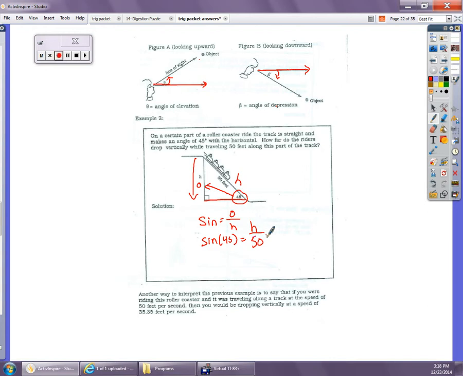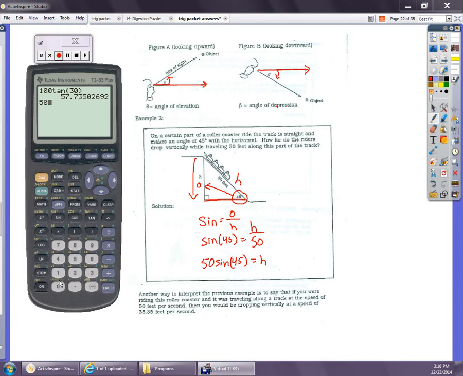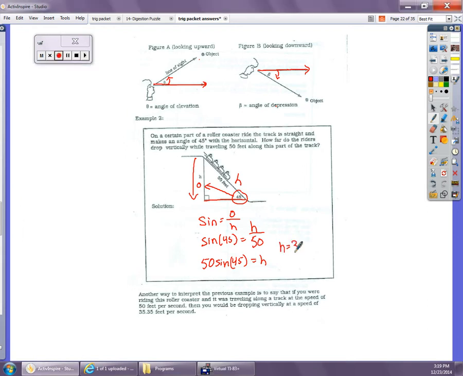So now we solve this. We have 50 times the sine of 45 is the height. You plug that in, 50 sine 45, and that gives us about 35.35, which is about 35.4 feet. So that's the drop. The drop was about 35.4 feet.